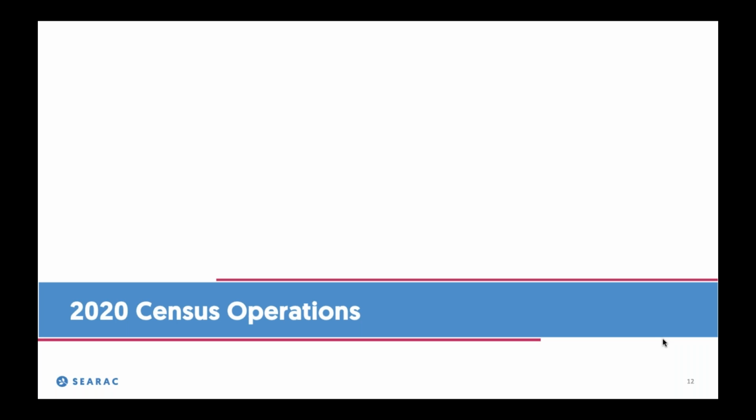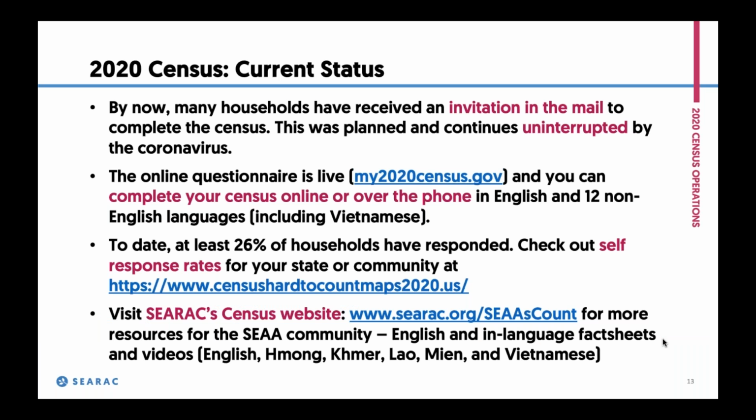All right, but for now, I will shift to 2020 census operations, which undoubtedly, as I mentioned, is going to be affected by the coronavirus changes. But just wanted to start off with the current status. So by now, households would have received an invitation in the mail to complete the census. So this is uninterrupted by anything with COVID-19. This has all been planned, all these mailings. The online questionnaire is live, and you can complete your census online or over the phone in English and 12 non-English languages, including Vietnamese. So that is all up and running right now.